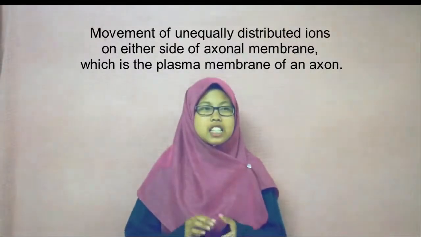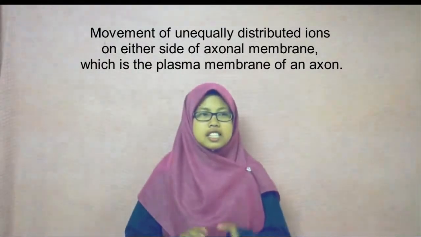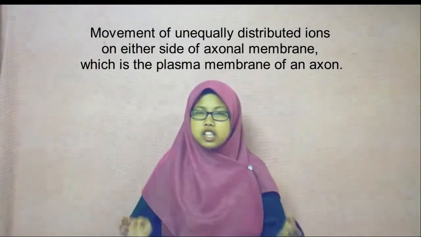Nerve impulse is theoretically defined as movement of unequally distributed ions on either side of external membrane, which is the plasma membrane of an axon. Later, A.L. Hodgkin and A.F. Huxley confirmed this theory. How did they do it?